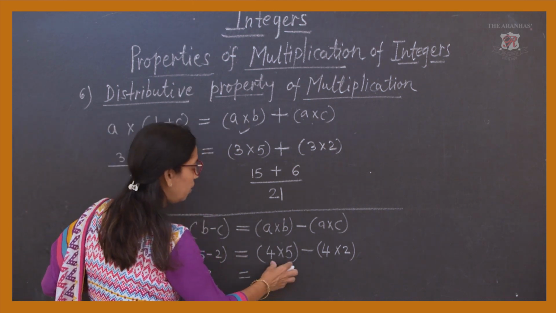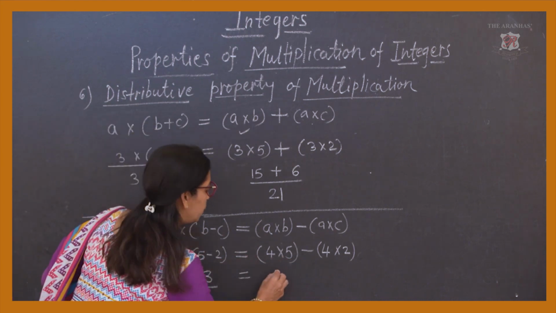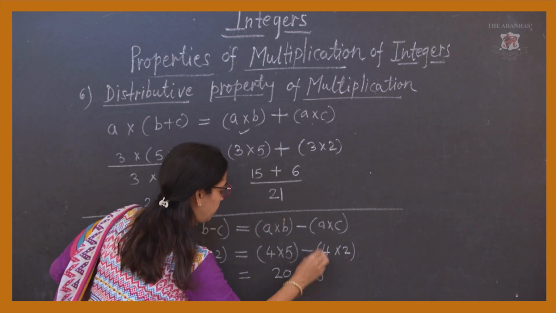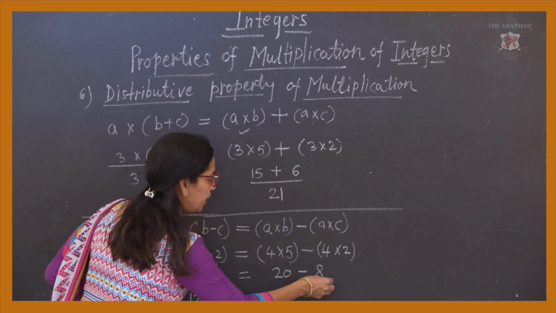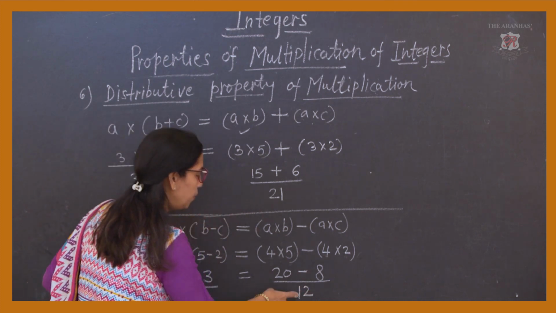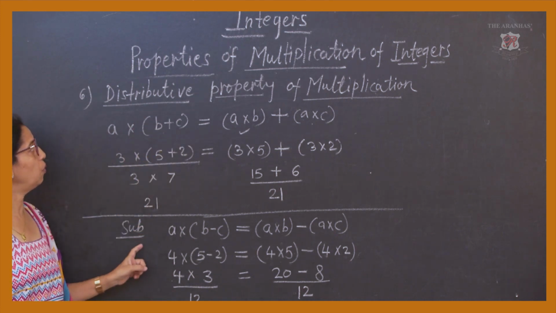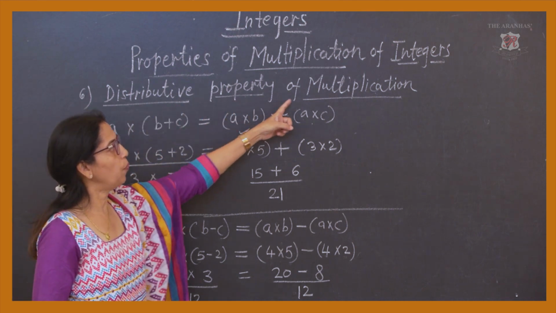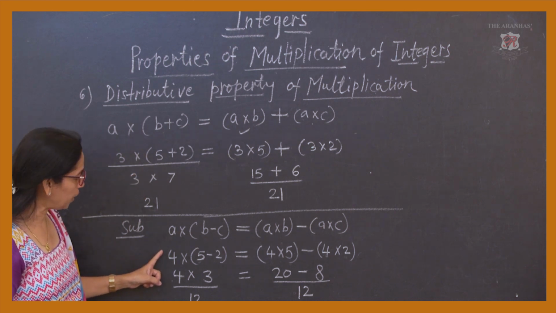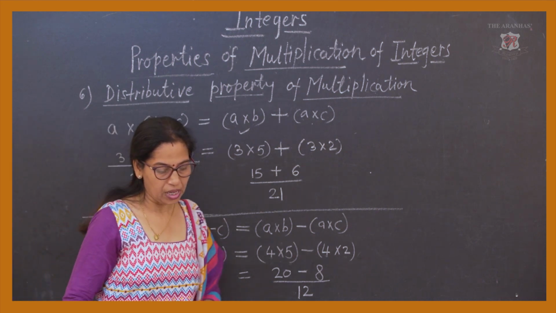Now when you solve this first bracket, you will find 4 multiplied by 5 means 20 minus this 4 into 2, that is 8. So on subtracting this 8 from 20, you will get the answer 12. You can see both the answers are matching with each other. So this is about the distributive property of multiplication over addition, as well as over subtraction.